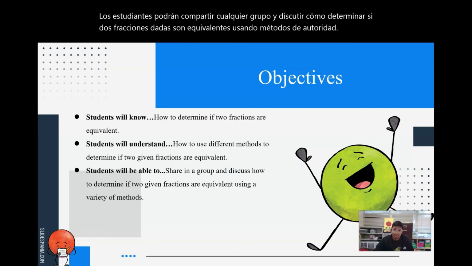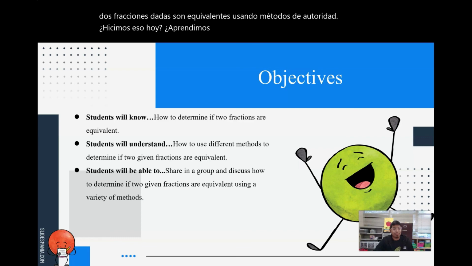Did we do that today? Did we learn how to use different methods to determine if two given fractions are equivalent? Yes, we did. Good job. See, we're learning so much every day.